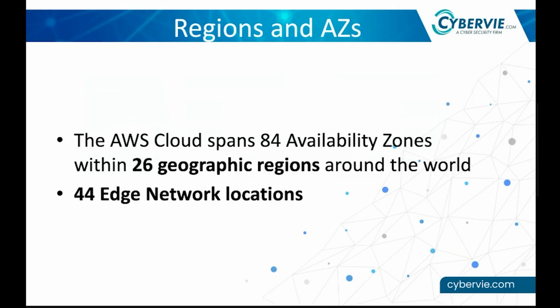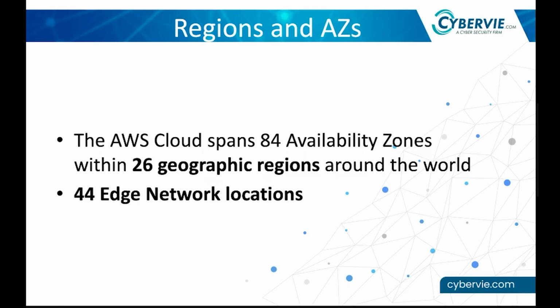Now let us see about regions and availability zones in AWS. In AWS, we have 26 geographic regions. Then we have 84 availability zones. Every region can have more than one availability zone. One is the minimum, and the maximum I have seen till now is six availability zones per region, meaning 6 data centers in one region.